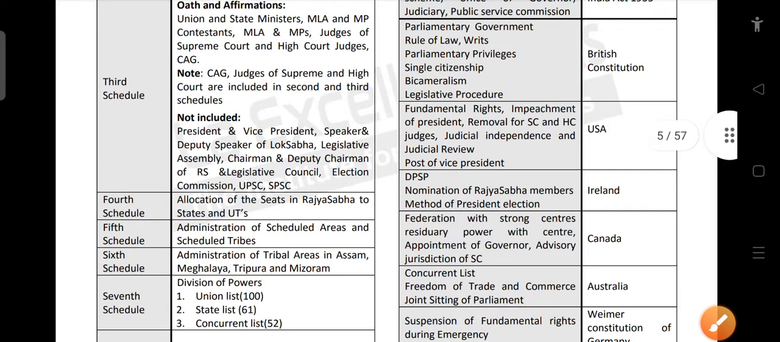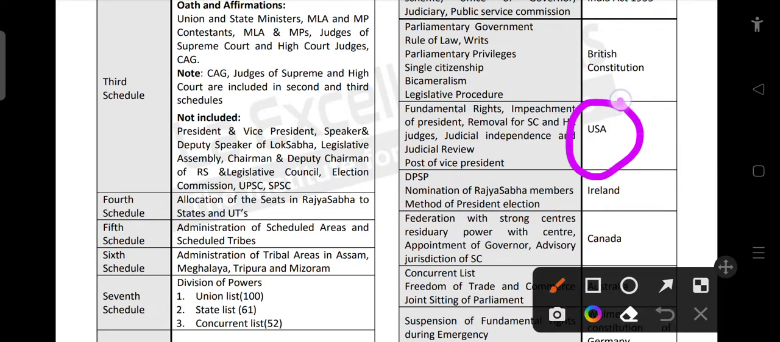And the next country is USA. From USA, we adopted fundamental rights, impeachment of the president, removal of Supreme Court and High Court judges, judicial independence and judicial review, and the post of vice president. So all these were derived from the US.